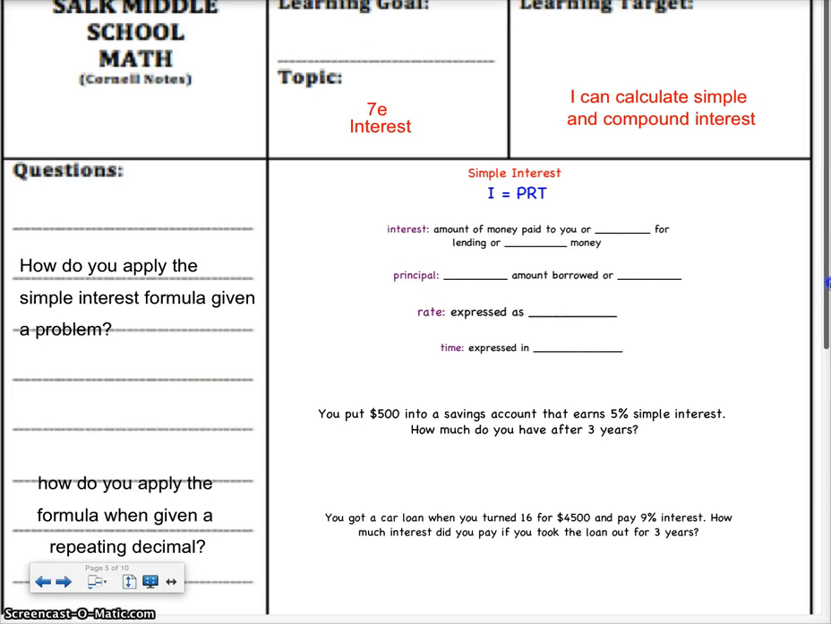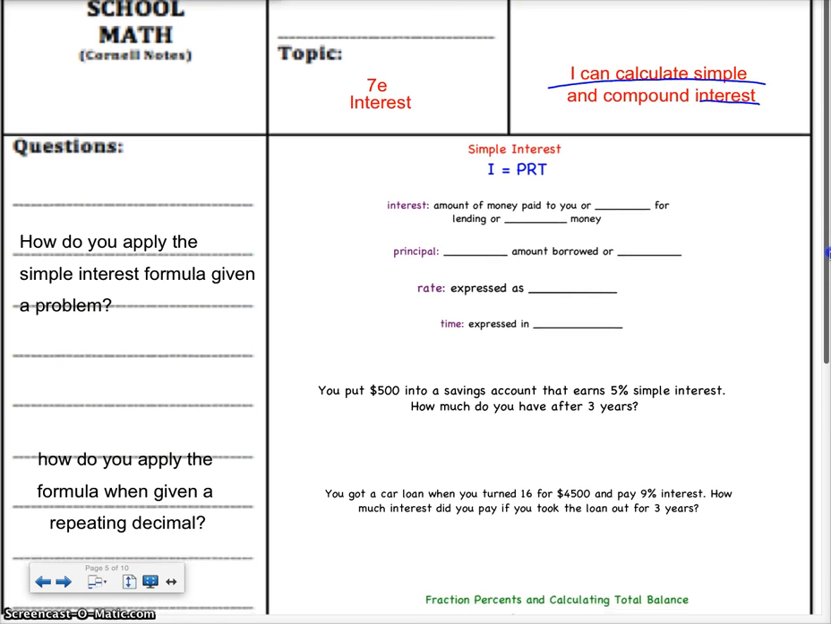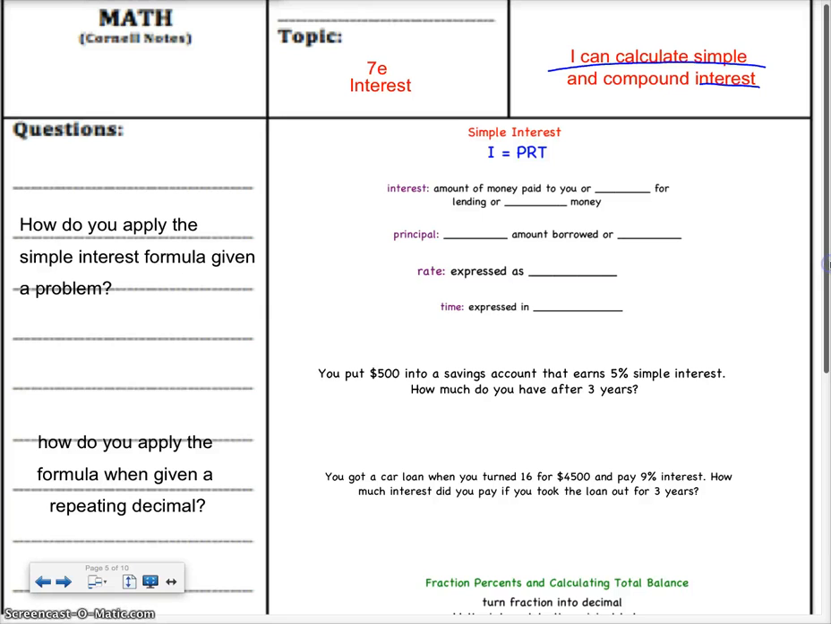Okay, today's lesson is on interest. In your learning target, you can calculate simple interest. We're not going to do compound today, we're just working on simple interest. The formula you need to know for simple interest is I equals PRT. What that means is interest equals principal times rate times time.